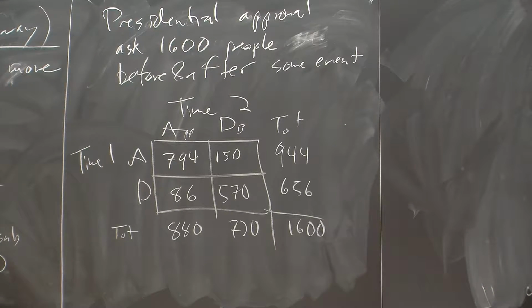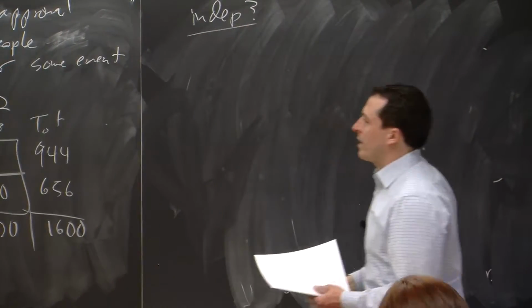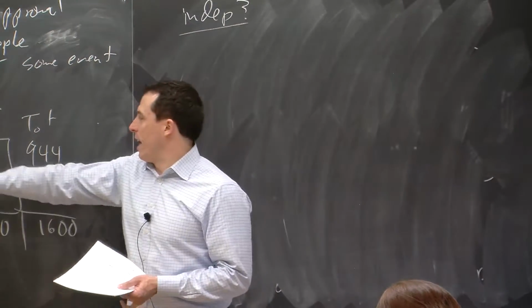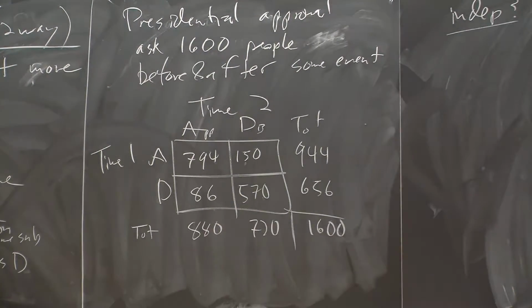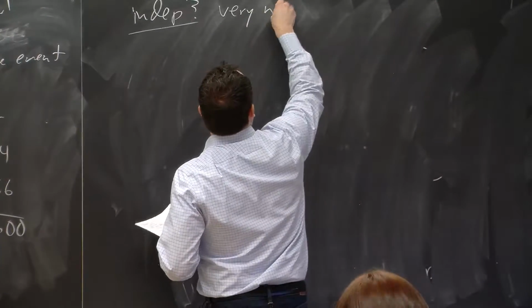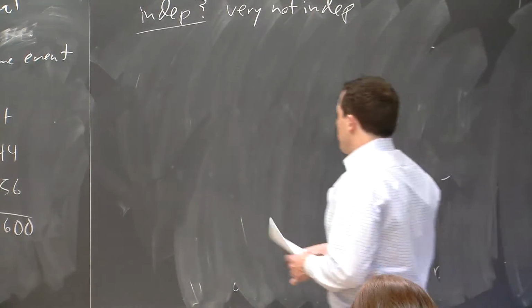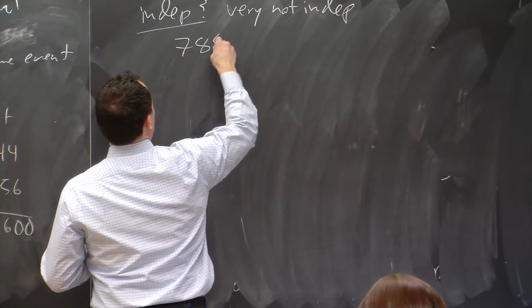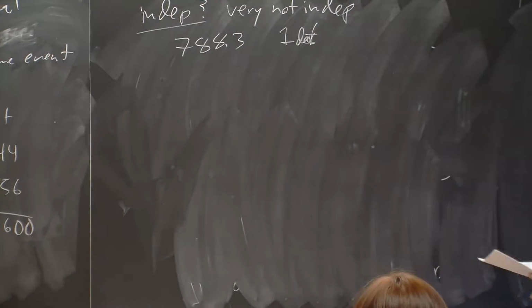Well, we could ask, are they independent? But that's kind of a silly question to ask, right? Using the tools we already have, we could say, are they independent? Well, that doesn't make much sense. We know they're not independent because it's the same person being asked more than once. And for this off-diagonal term, if I multiply this times this divided by that times that, of course the number is going to be huge. Very not independent. That doesn't surprise anyone. That's not really the question we want to know. What's this going to be? A chi-squared of 788.3 with 1 degree of freedom. Okay, not very far from independent.